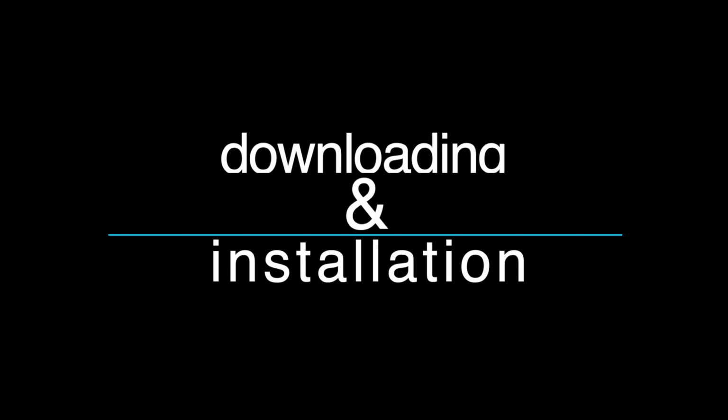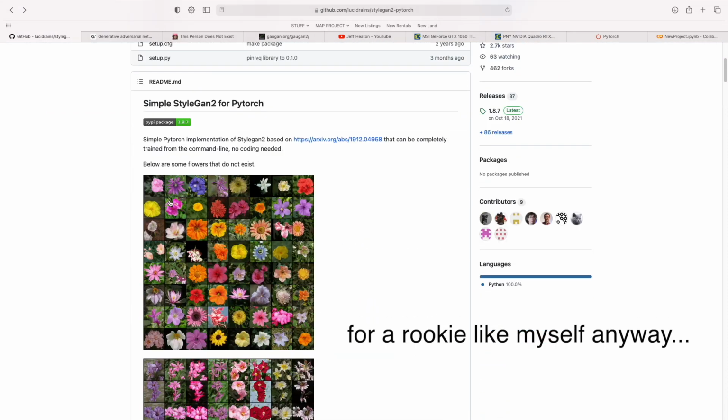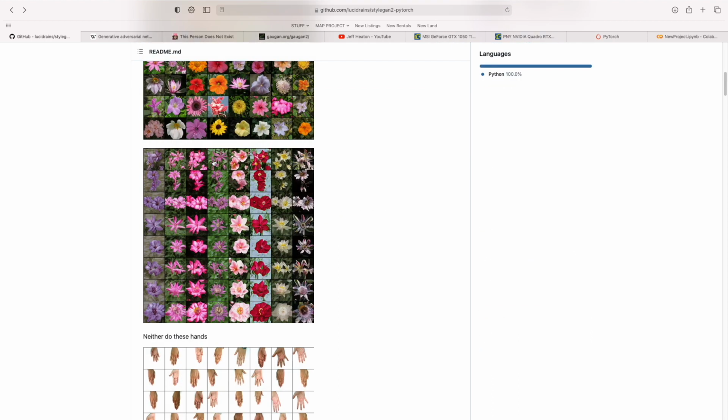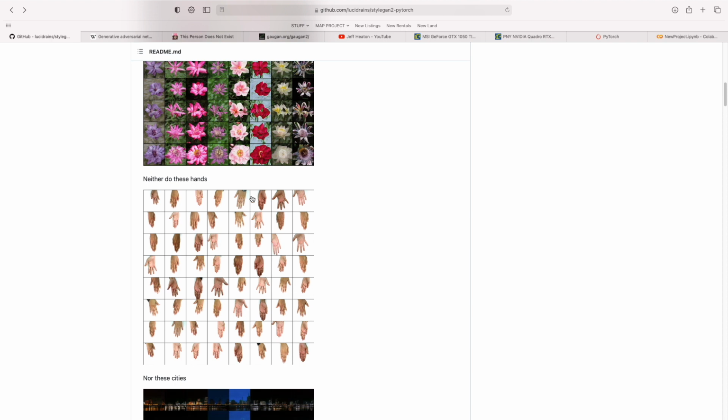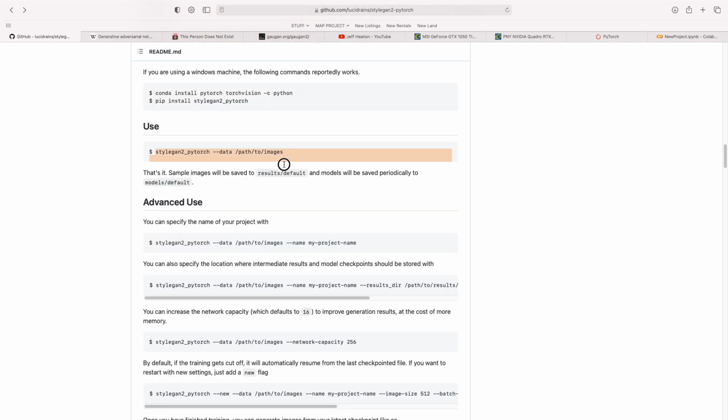I'm going to show you. So here on GitHub, this is lucidrains StyleGan2 Pytorch. This seemed to be the very simplest implementation of StyleGan2. These are some of the results this person has created: all these fake flowers were created by a network itself. There are some other examples I'm going to show you. Installing it runs through this, and then this is how you use it. This would be the very simplest way to use it.